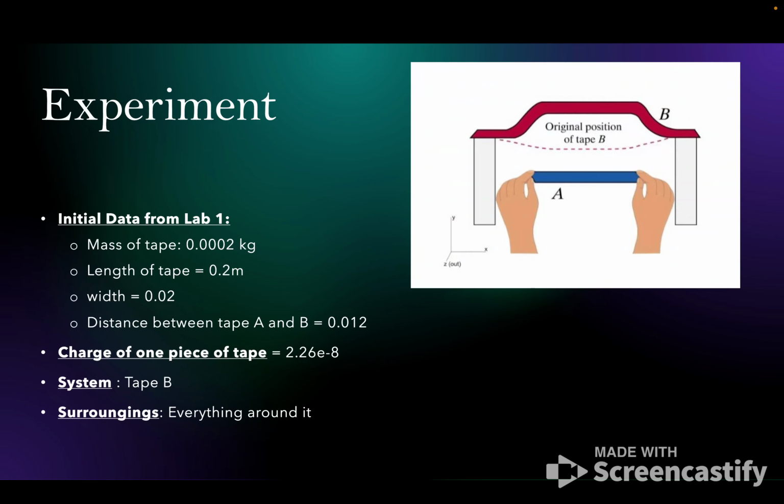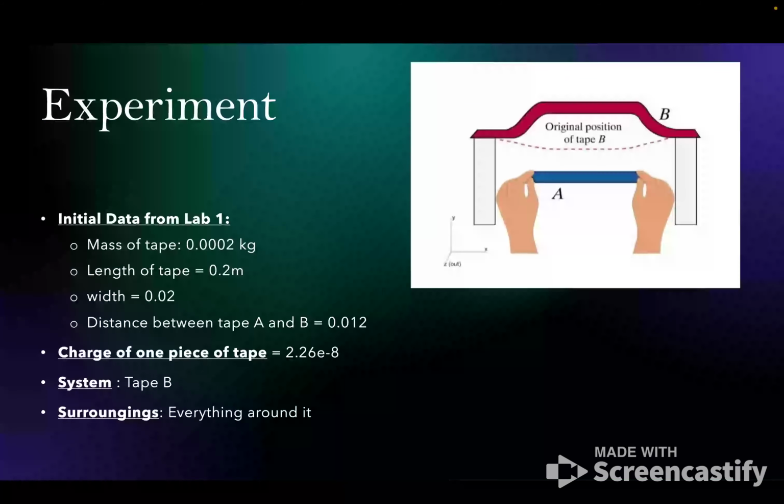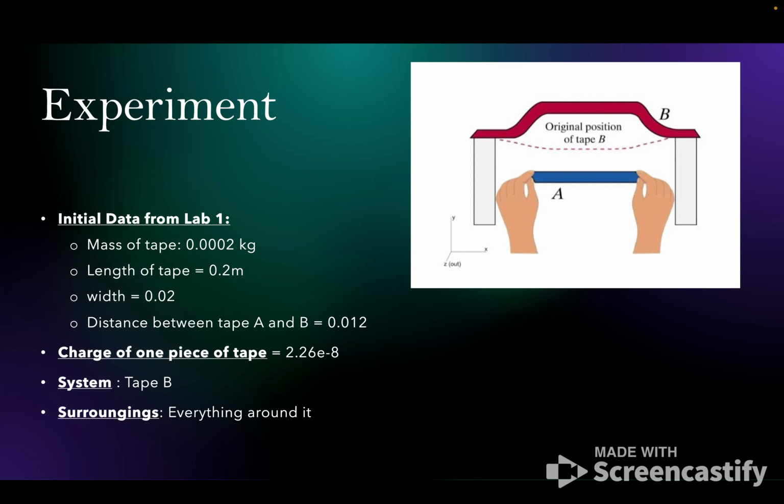So this is a bit of the experiment we did in Lab 1 with some data that we retrieved. The mass of the tape is 0.0002 kilograms. The length of the tape is 0.2 meters, the width of the tape is 0.02 meters, and the distance between tape A and tape B that we calculated in Lab 1 is 0.012 meters. All of these we're going to use as our constants in our code later.